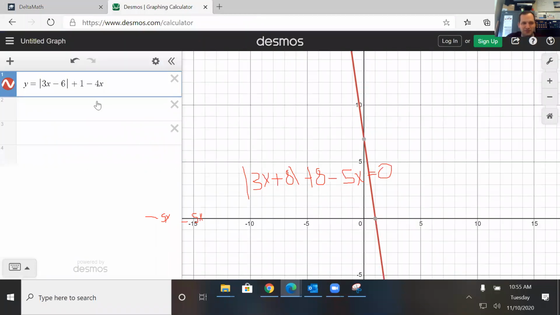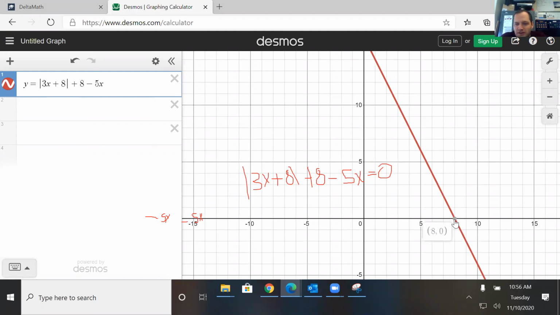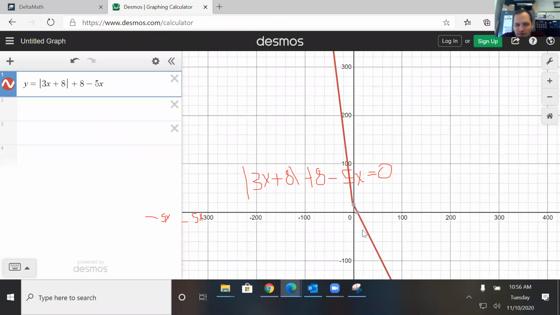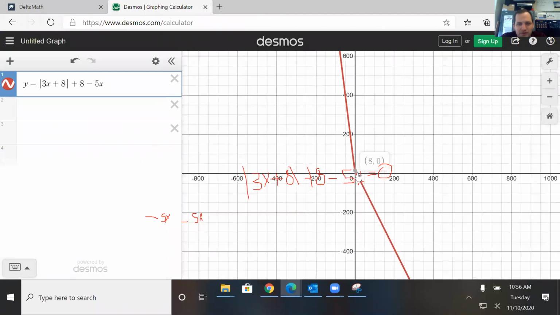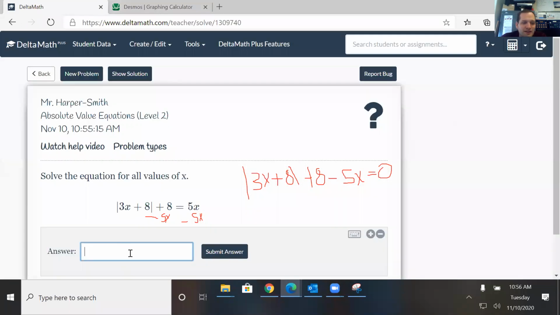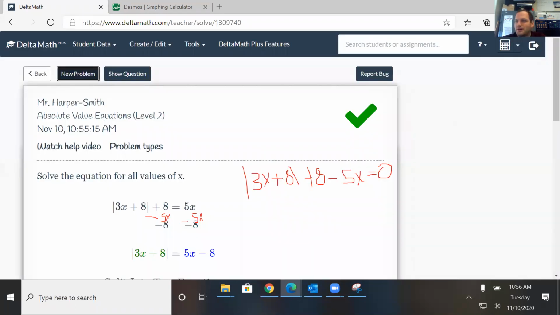Let's graph it. See what we get. 3x plus 8 minus 5x. Looks like we're crossing here at 8. Let's see if we cross anywhere else. Scrolling out, scrolling out. Ooh, doesn't look like we cross anywhere else. The only spot that it crosses the x-axis is at 8. So it's possible to get 2 answers. It's possible to get 1 answer. It's possible to get no answers. Okay. There we go. Awesome.